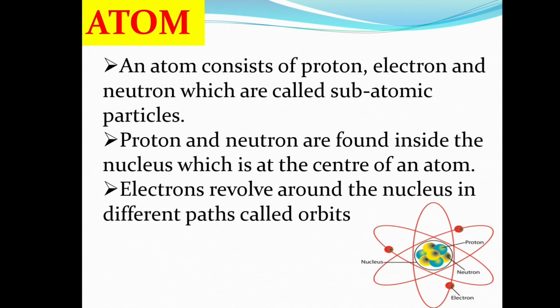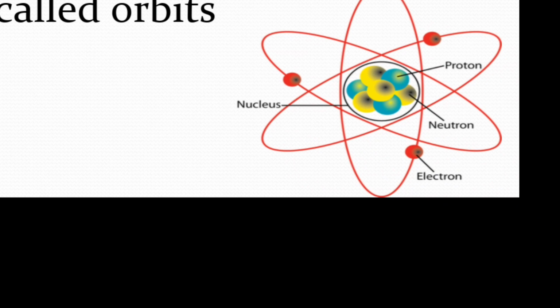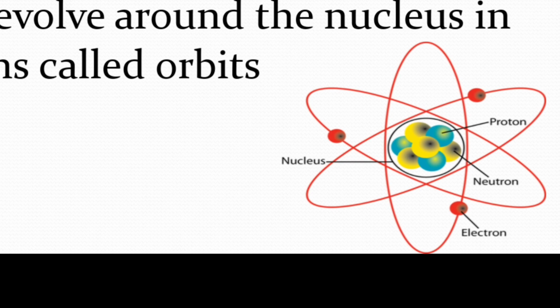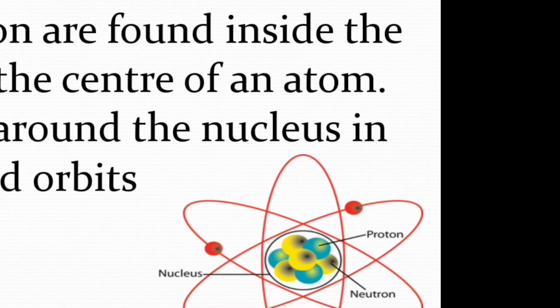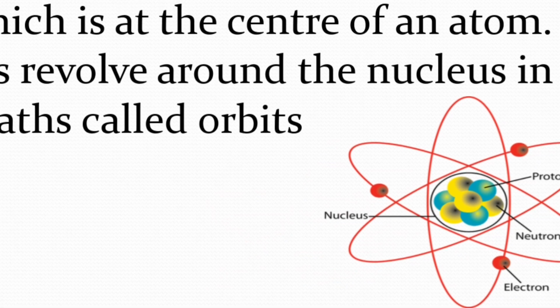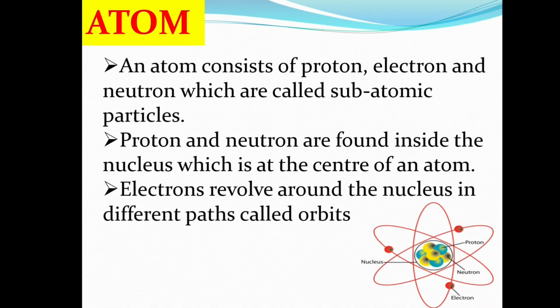So here we have the picture of an atom. You can see here the proton and neutron are within the nucleus, and the electrons are in the paths of the orbits. These electrons revolve around the nucleus in the different paths. The movement of these electrons causes the energy, and that energy is called electric energy or electricity.